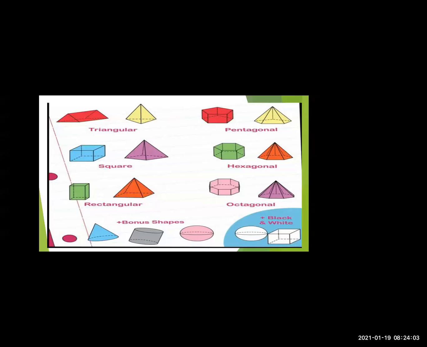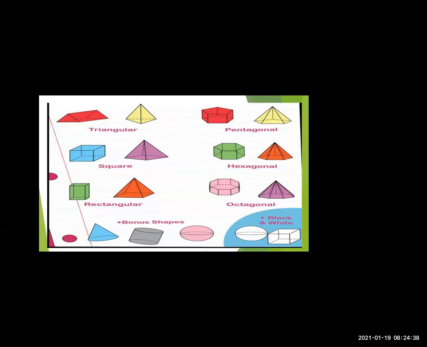Next, hexagonal. Of course, more than one base, it's called a hexagonal prism. And in the adjacent figure, we can see hexagon is the base and all the sides are covered by triangles. So it is known as a hexagonal pyramid. Octagonal means, of course, 8 sides, octa. And here again, it has 2 bases. So here it's an octagonal prism.